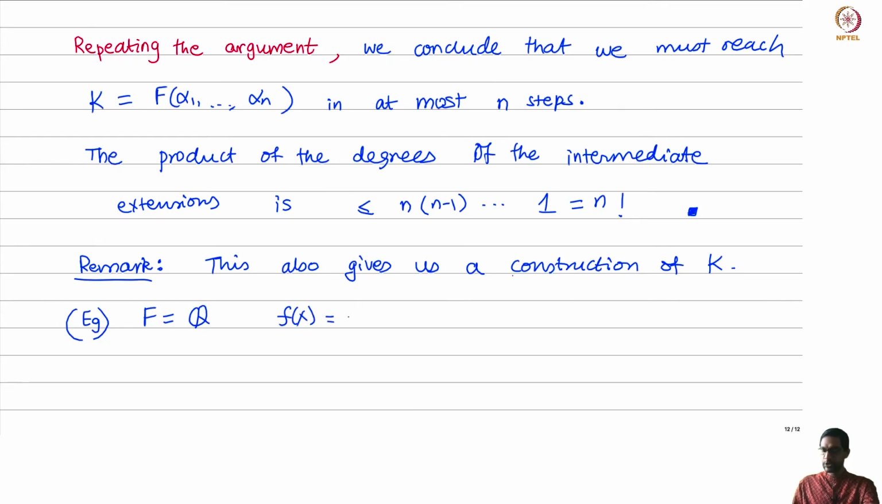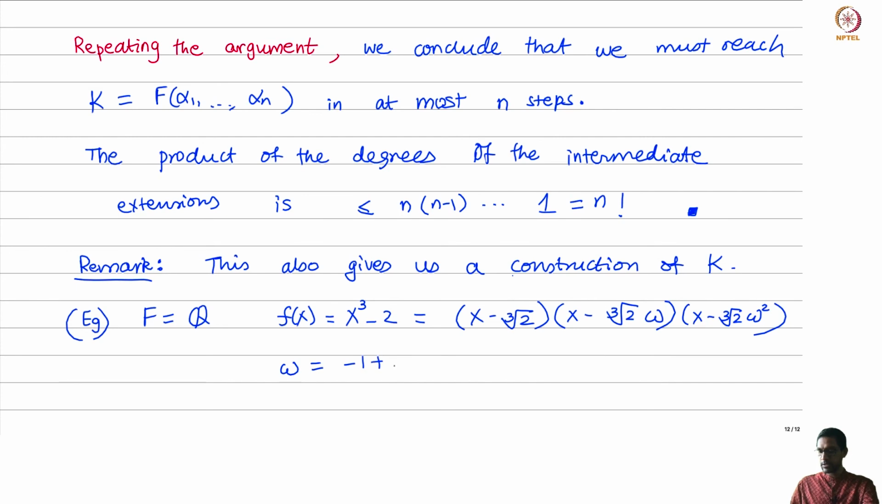So for example, if I took the field F to be Q and my polynomial f of x to be x cubed minus 2, which we know factorizes like this: x minus cube root 2, x minus cube root of 2 omega, and x minus cube root of 2 omega square. So these are the complex numbers, where omega is the cube root of unity. Let's write it as minus 1 plus root 3i by 2.